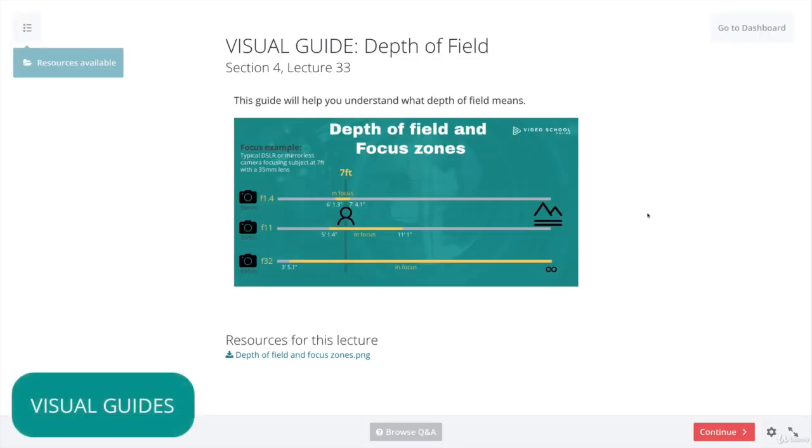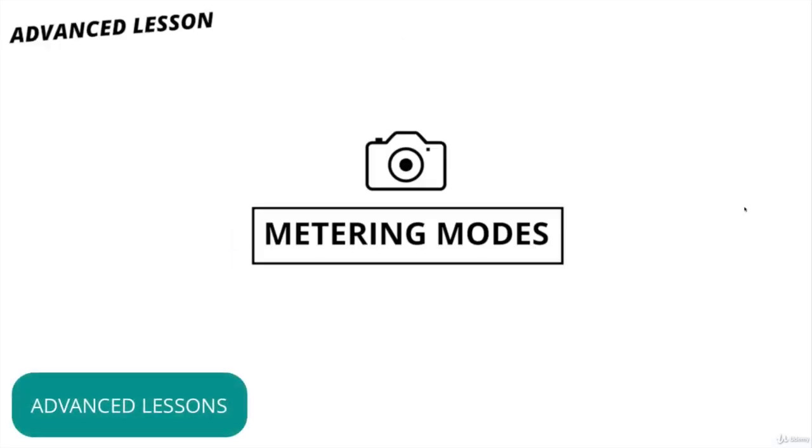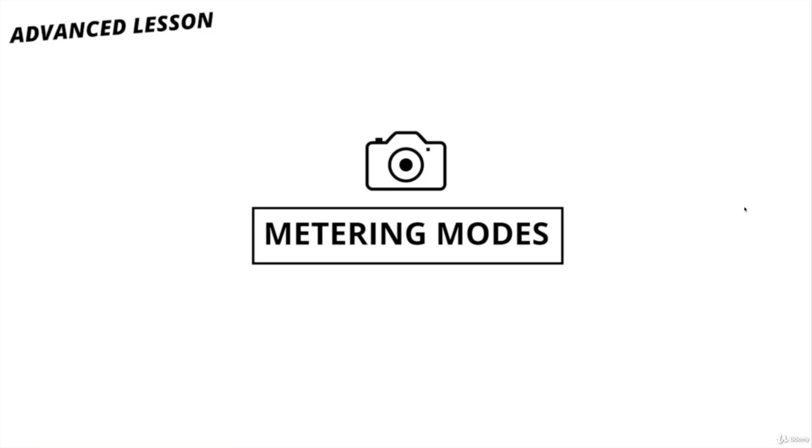Next, we have visual guides, which is a graphic that we've put together to help you understand a major concept. You can view them in the class, or you can even download them to take on the go. In many sections, you will see advanced lessons. These are video lectures, but they are on a more advanced topic, and these are meant for you to watch if you are ready for them. They are meant to be skipped if you aren't ready for them.